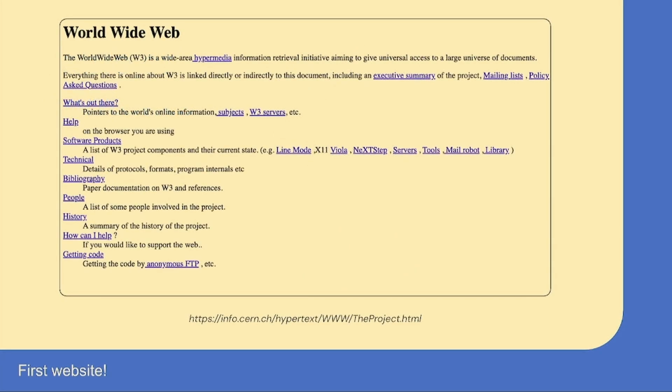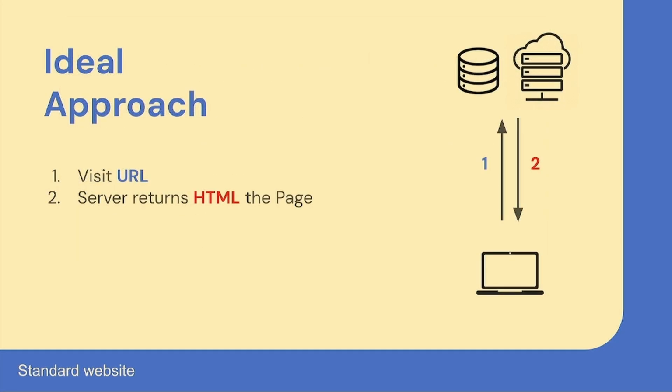So you probably already saw this many times. This is the first web page ever created. It's still available at a special URL. This is just plain HTML, nothing more, no CSS, no JavaScript. Very simple, but working and fast, of course. And this is the ideal approach. So ideally, we want to visit a URL and get back a page, an HTML, and just navigate.